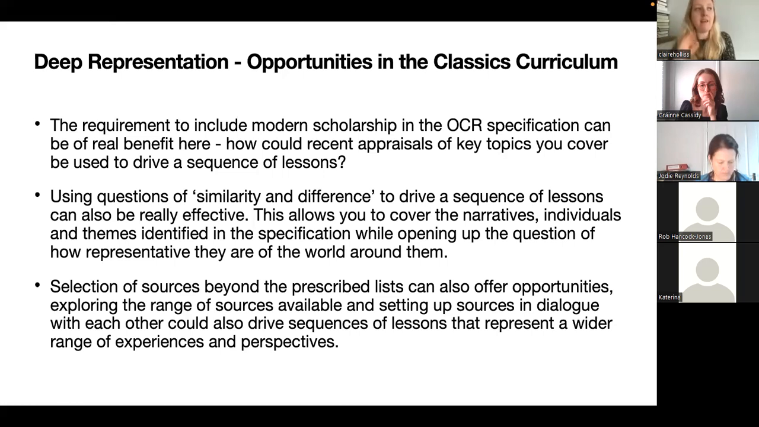And then, again, looking at the classical civilization course in particular, think about selections of sources. Selecting sources which might illuminate neglected themes, or which might come from slightly less represented places, or have links to slightly less represented stories, and setting them up in opposition to some of the prescribed sources can also be a really powerful driver of a sequence of lessons, in terms of thinking about the alternative perspectives and range of experiences that might be linked to these artifacts as well.